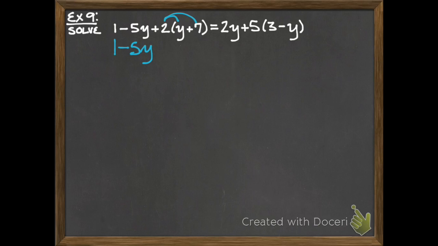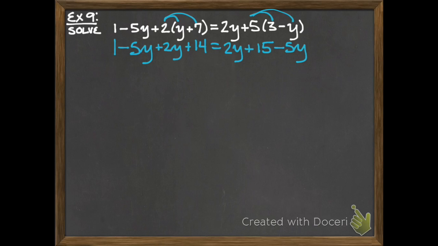So 1 minus 5y plus 2 times y gives me plus 2y plus 14 equals 2y plus, and now I need to go ahead and distribute this 5 across the binomial. So 5 times 3 gives me 15. Minus y times plus 5 is going to give me minus 5y.